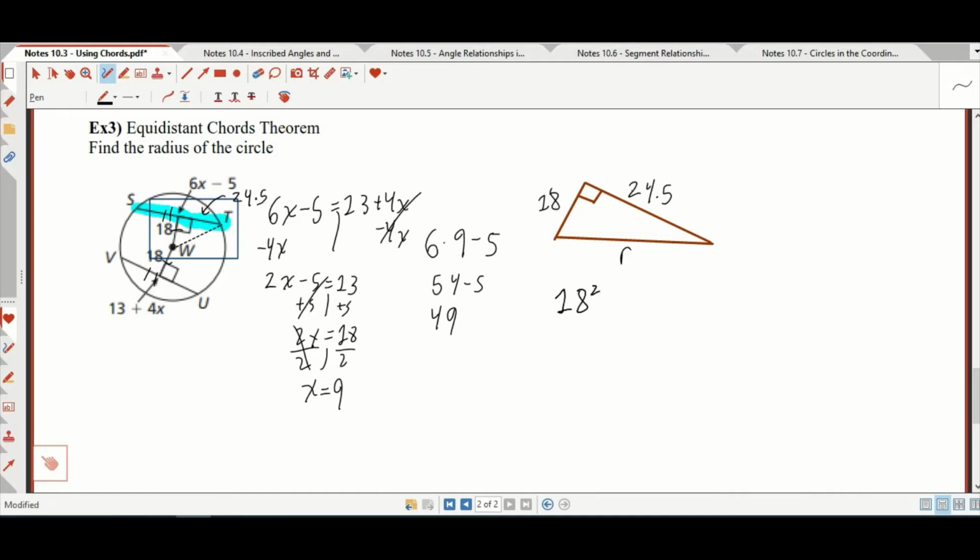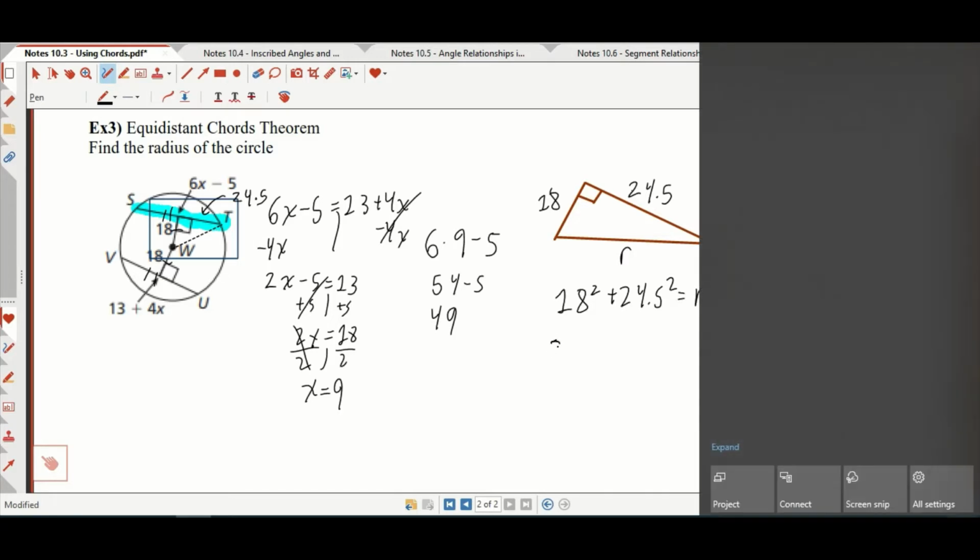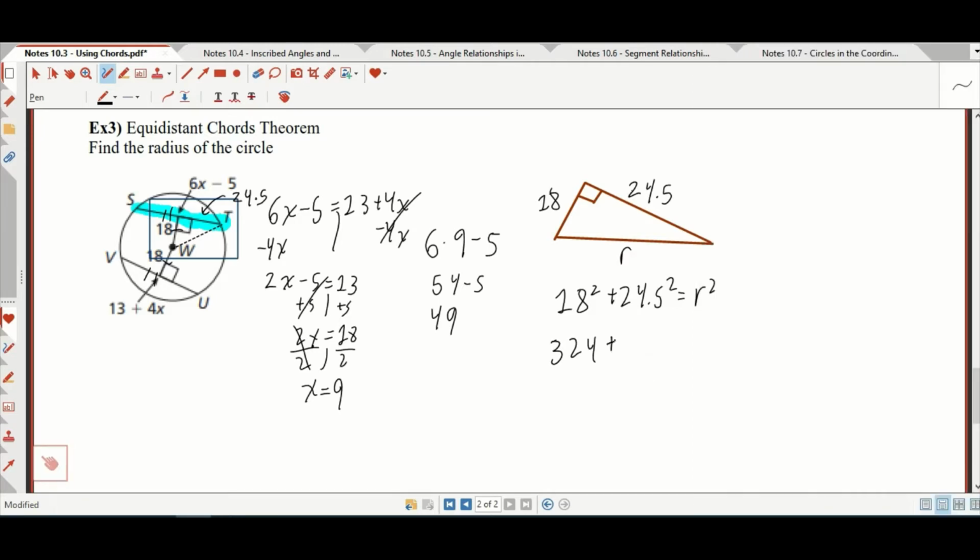So we do the Pythagorean Theorem, 18 squared plus 24.5 squared is equal to r squared. So 18 squared is 324. 24.5 squared is 600.25. Add those together, and I get 924.25 equals r squared. Take the square root of both sides. Don't worry about the negative result because it's a distance. 924.25, take its square root, and you get that r is approximately 30.4.